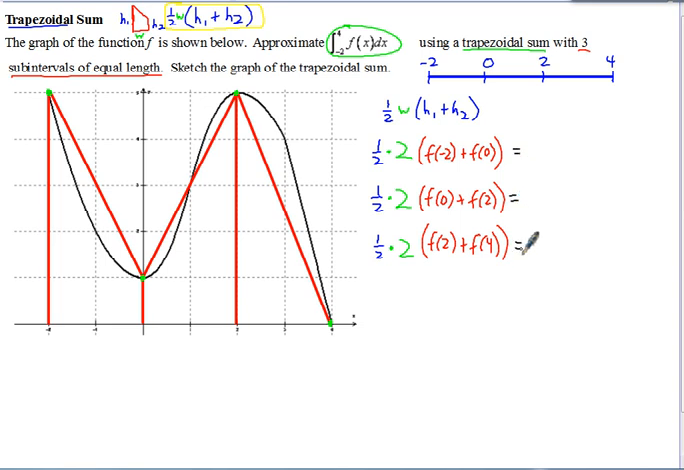Now in this case, because the width is 2, you can see what happens: all these 1/2s from the 2 reduce out. That won't always happen, but when the width is 2, it does. And so we're just left with the sum of the heights. f of -2, we can see it's 5, plus f of 0 is 1. So the area of our first trapezoid is 6.